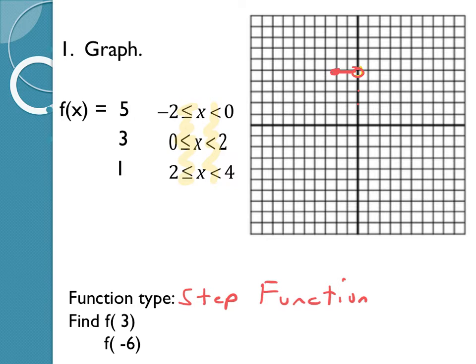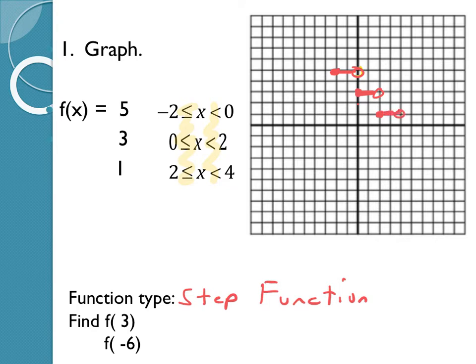Then we go to 3, and we're going to enclose 0, go to 2, open 2. Then we go to 1. Actually, I was supposed to go to 3, and I went to 2, so I'm going to redo that one. I went from 5 to 1, 2, 3. So I'm going to do 0 to 2. Okay, then I'm going to do 1. So I'm going to go between 2 and 4. So it just looks like steps.